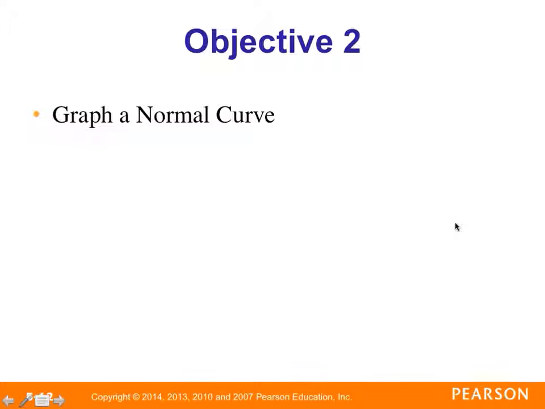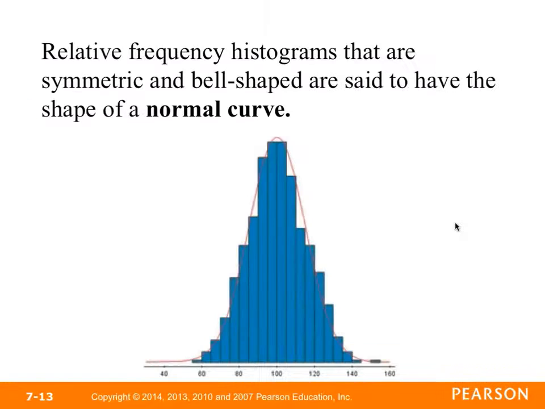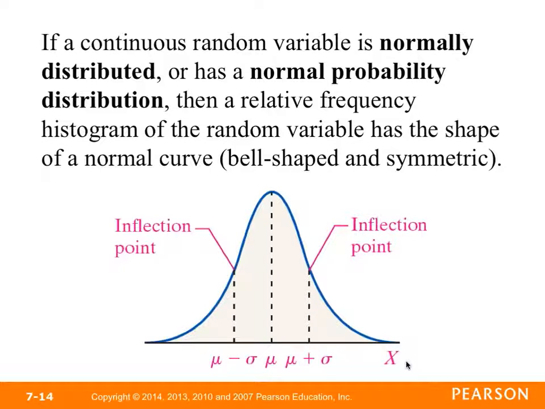Okay, objective 2 is to be able to graph a normal curve. So let's look at this example here. Relative frequency histograms that are symmetric and bell-shaped are said to have the shape of a normal curve. So if we look at this here, we just have a relative frequency histogram. Our y-axis isn't labeled, but we can assume that it's a relative frequency. It doesn't really matter too much. But when we overlay this bell curve on top of it, this looks pretty good. It looks like it's following this pretty exactly. So this is a good example of something that is said to have the shape of a normal curve.